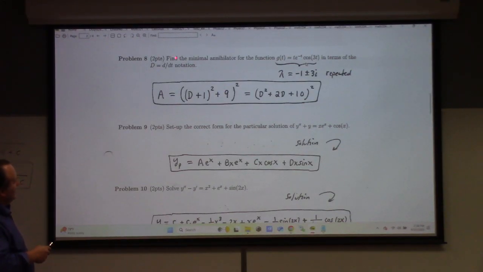Let's see here. So the minimal annihilator for this one, we've got minus 1 plus or minus 3i. That t tells me it had to be repeated to get that. So that's like (D plus 1) squared plus 9, squared all of that. So I've got this quartic operator. And again, if you multiplied it out, that's okay, but I actually don't care about the multiplying out so much. In this context, there's another place where multiplying it out is essential, but this is not that place.